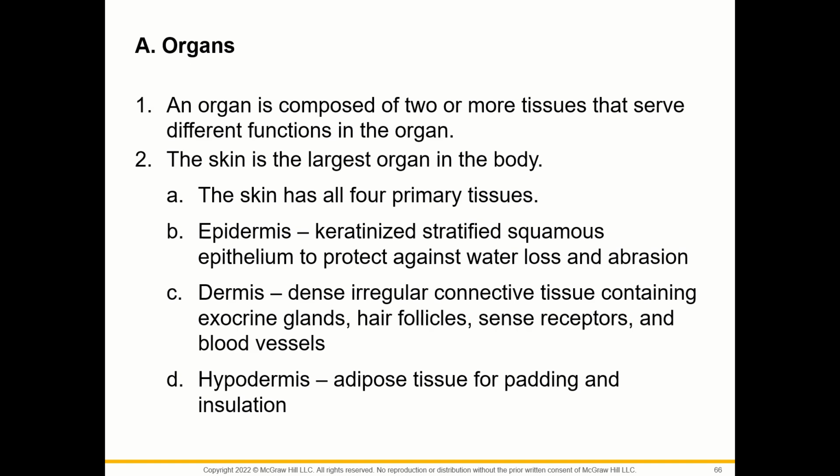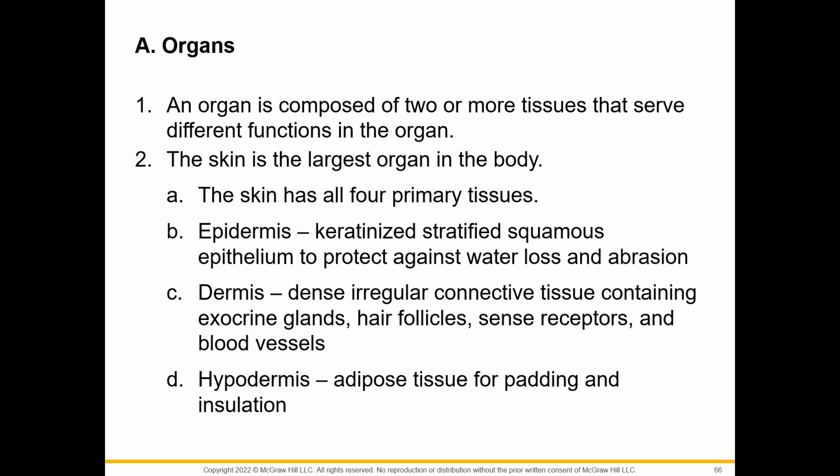So an organ is composed of two or more tissues that serve different functions in the organ. And the example they give you of an organ system to just kind of illustrate the importance of tissues is going to be the skin, the integumentary system. And this is good because the skin is the largest organ in the body, and it's the one that you see when you look at somebody. And so it has all 4 primary tissues as well. So check off all the boxes, a really good example organ system.